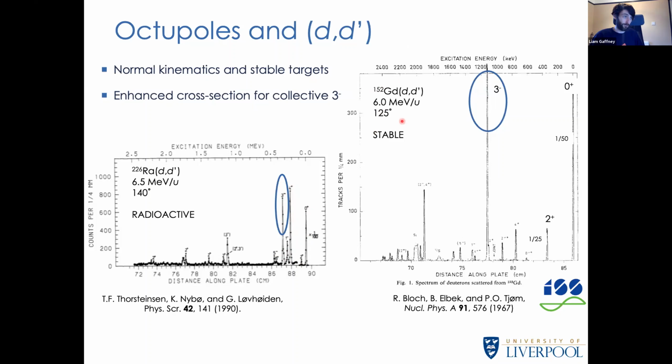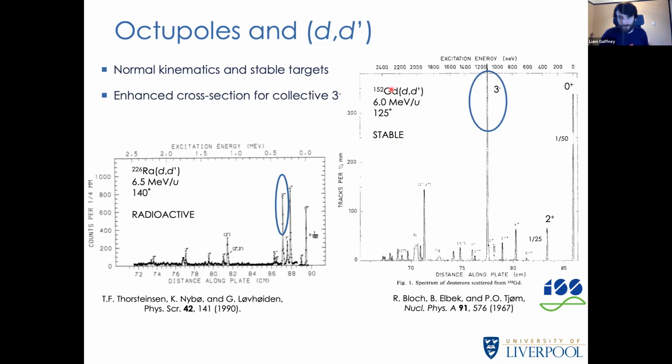Gadolinium was also done. So this is 6 MeV per nucleon, or 12 MeV deuterons, and I show here just one angle, a kind of backwards scattering angle. Again, you see very nicely the 3- state, and now this is 152 gadolinium that's in the lanthanide region.